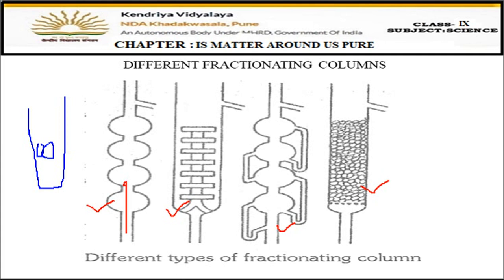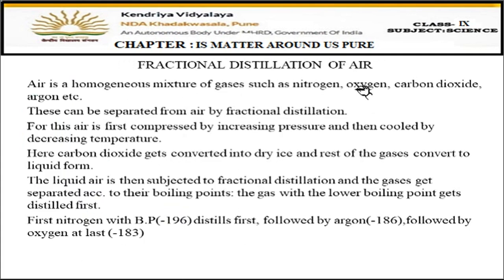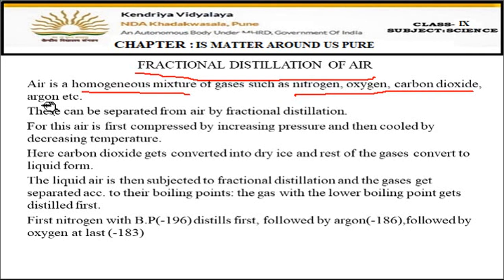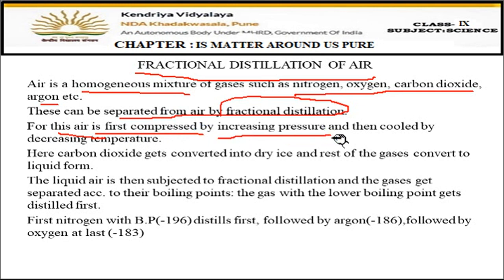Fine. Now, fractional distillation of air. We all know that air is also a mixture, and if one of us wants to separate the components of air, it is possible. Air is a homogeneous mixture of gases. Now, which gases are present in air? Nitrogen, oxygen, CO2, argon, etc. These gases can be separated by using the fractional distillation method. For this, the air is first compressed by increasing the pressure and then cooled by decreasing the temperature.